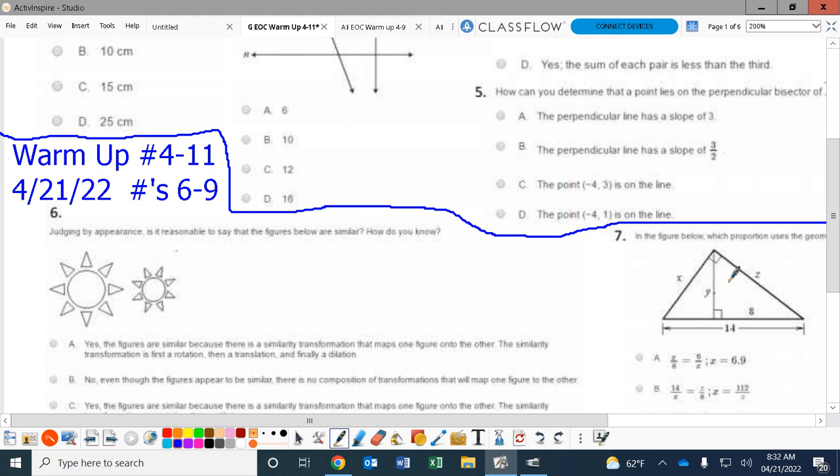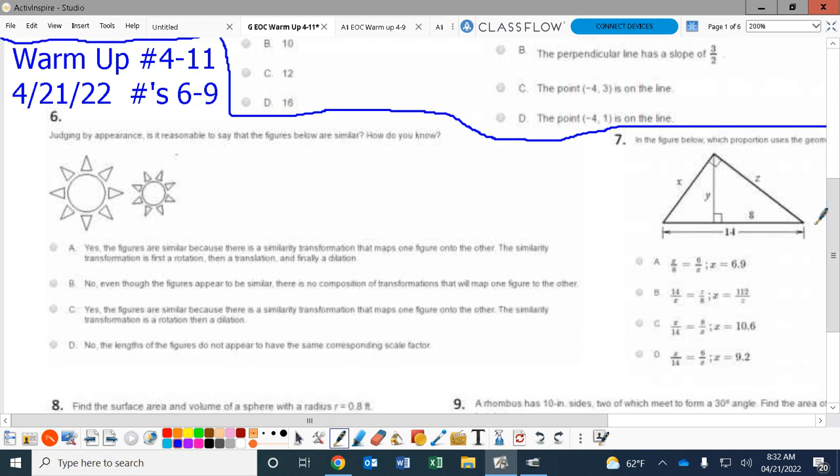So when you take a look at this, you're going to see that right here it says, judging by appearance, it is reasonable to say that the figures below are similar. How do you know? Guys, first of all, these are the same shape. They've got the same number of little triangles going around it. It's got the same circle in the middle. They're equally spaced the way they are here. This one just happens to be a smaller version of this one over here.